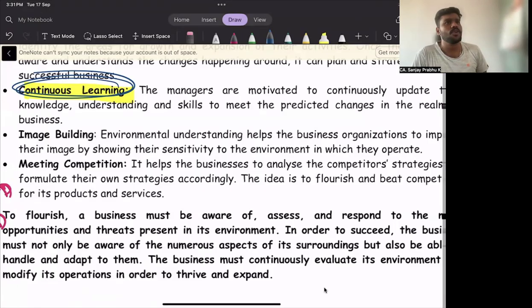So continuous learning. If you're understanding what is happening around your world, see, there is something called artificial intelligence. Just because I'm a chartered accountant, can I stay away from learning artificial intelligence? No, because the external environment is demanding it. Can you say, I'm a chartered accountant, all India rank one, I don't want to learn any artificial intelligence? The external environment right now is demanding knowledge in artificial intelligence. So studying the external environment will help you to learn continuously.